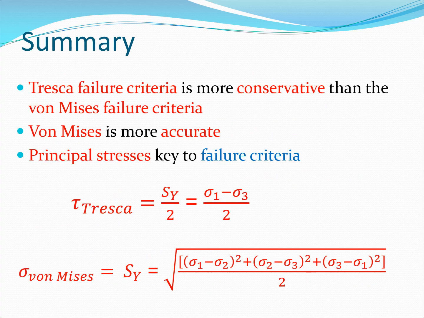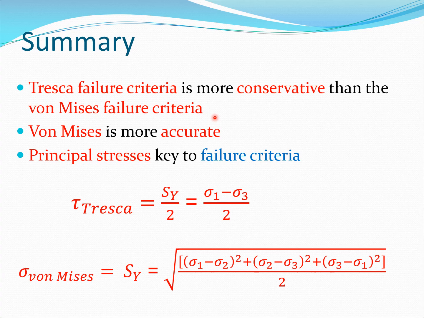So what can we say about these two failure criteria, which are widely used in the design of various structures? We can certainly see that the Tresca failure criteria tends to be more conservative than the von Mises failure criteria, and it can often tell you the material has failed at a lower stress point than von Mises will. Now, in many cases, it has been proposed that the von Mises failure criteria is more accurate.